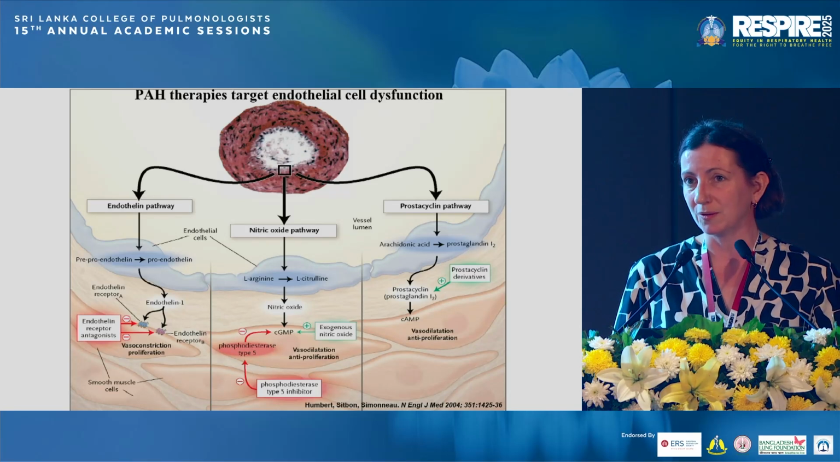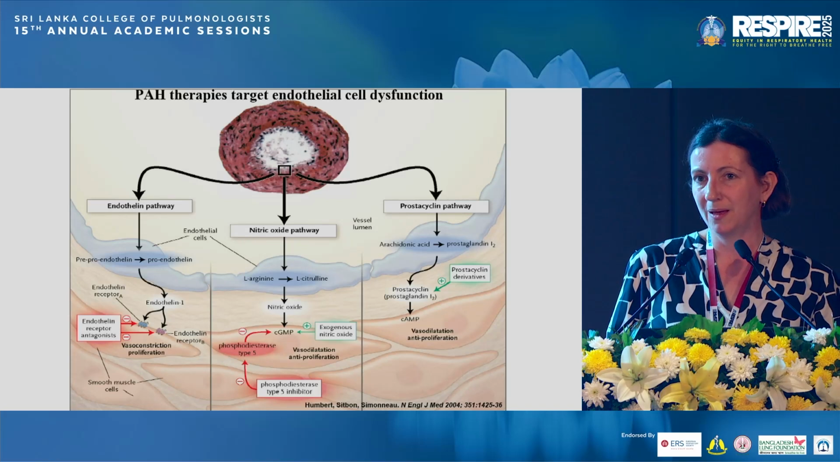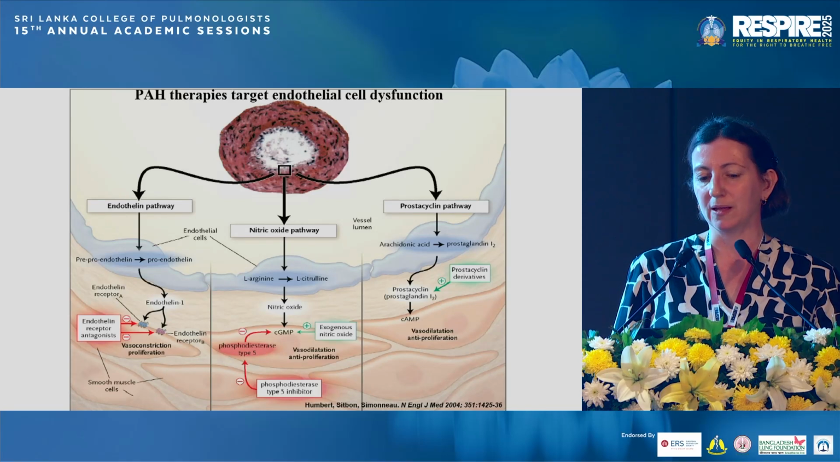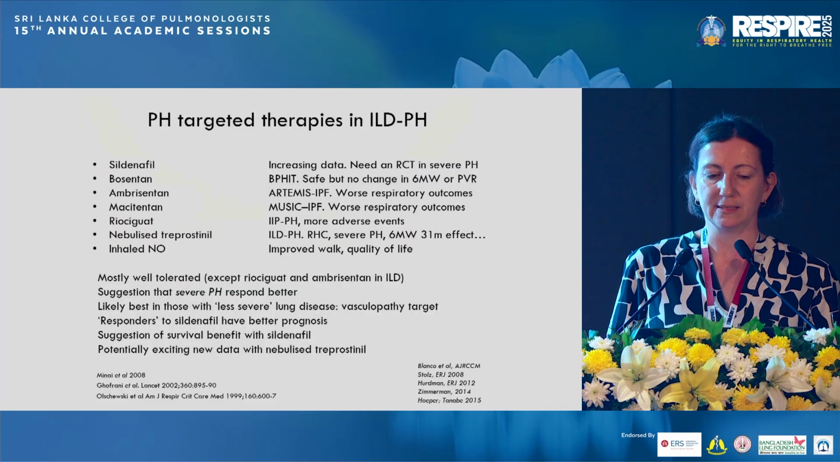We can augment nitric oxide signaling with PDE5 inhibitors that break down cGMP, and for the prostacyclin pathway, we can give synthetic prostanoids. I'll talk more about that later.